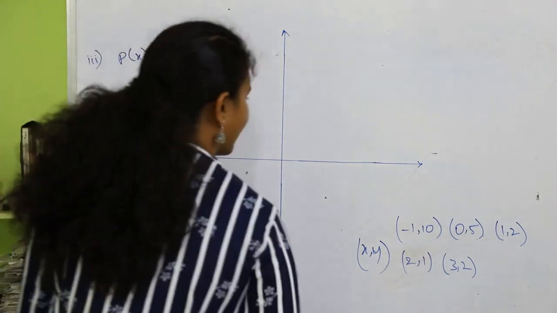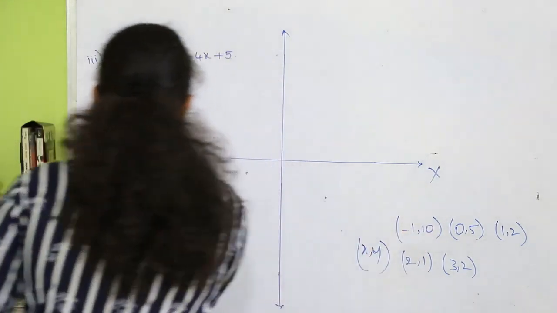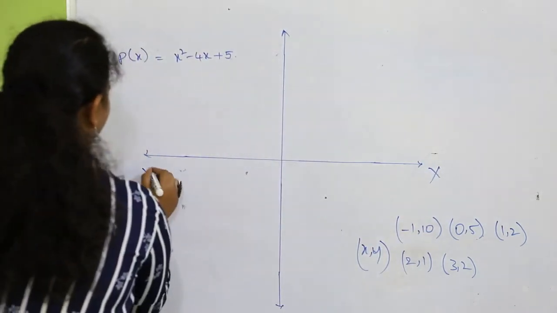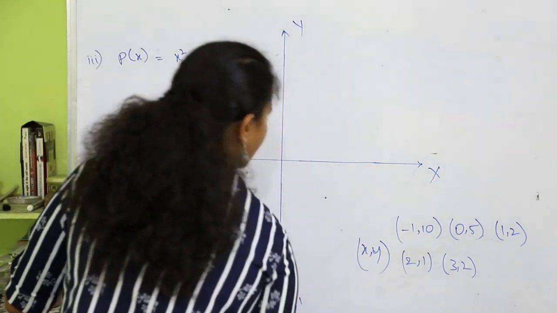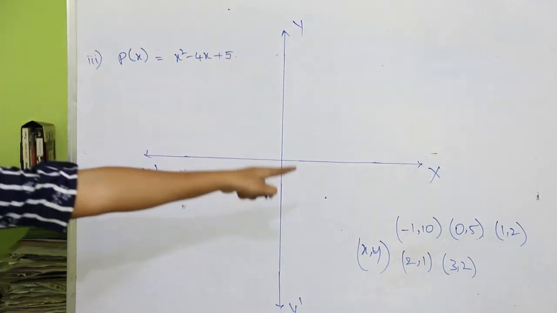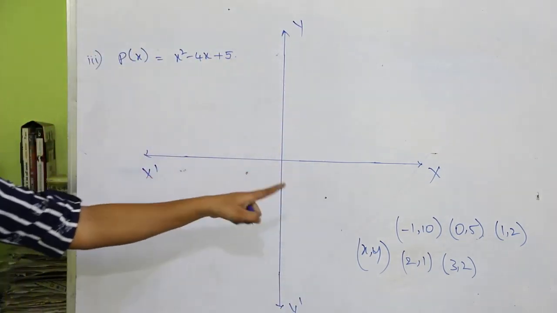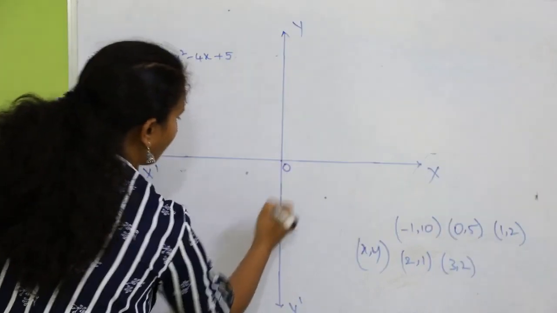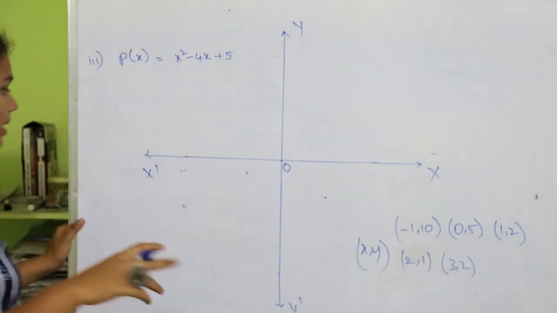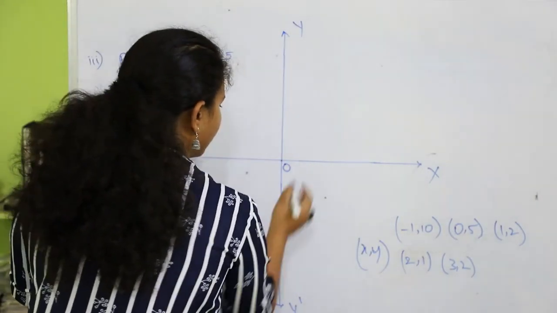Let me write down the x-axis, x dash, y-axis and y dash. Now here you have (-1, 10), (0, 5), (1, 2), (2, 1), (3, 2) as the values, right? So now what you do is, this will be the origin, the midpoint O, the 0 value.